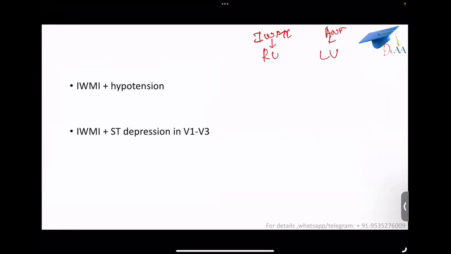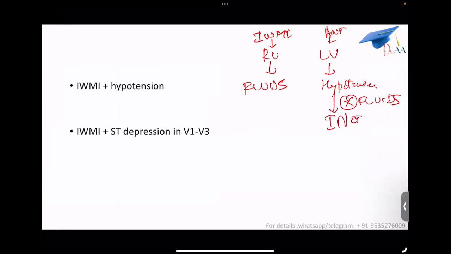In both, hypotension can happen. But in one, for hypotension, we don't give fluids. Fluids are contraindicated. Here, we give fluids. We don't give any inotropes. There, for hypotension, we give inotropes. Usually noradrenaline is the preferred one. Sometimes, depending on the cardiologist, they can use dobutamine also. But most of the literature says noradrenaline, you need to use it.